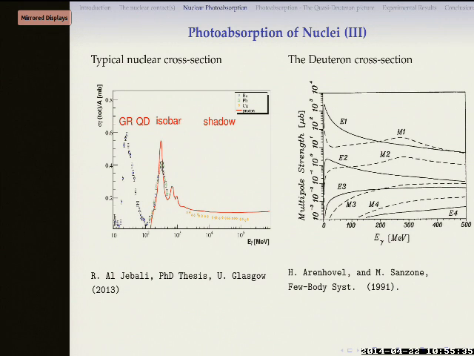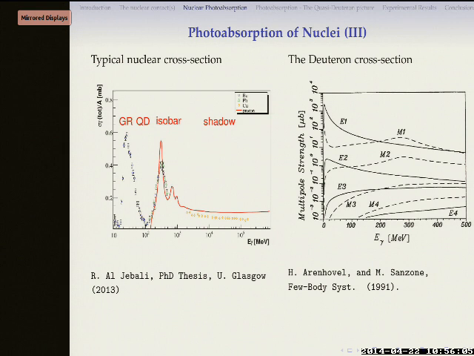Then when you go to energies of the order of 200 MeV, you see this peak. There is some experimental data that come from 3 different nuclei, and you also see the proton on top of it. This is actually associated with one particle absorbing the photon and going from a nucleon state to a delta state. This is what you see here.